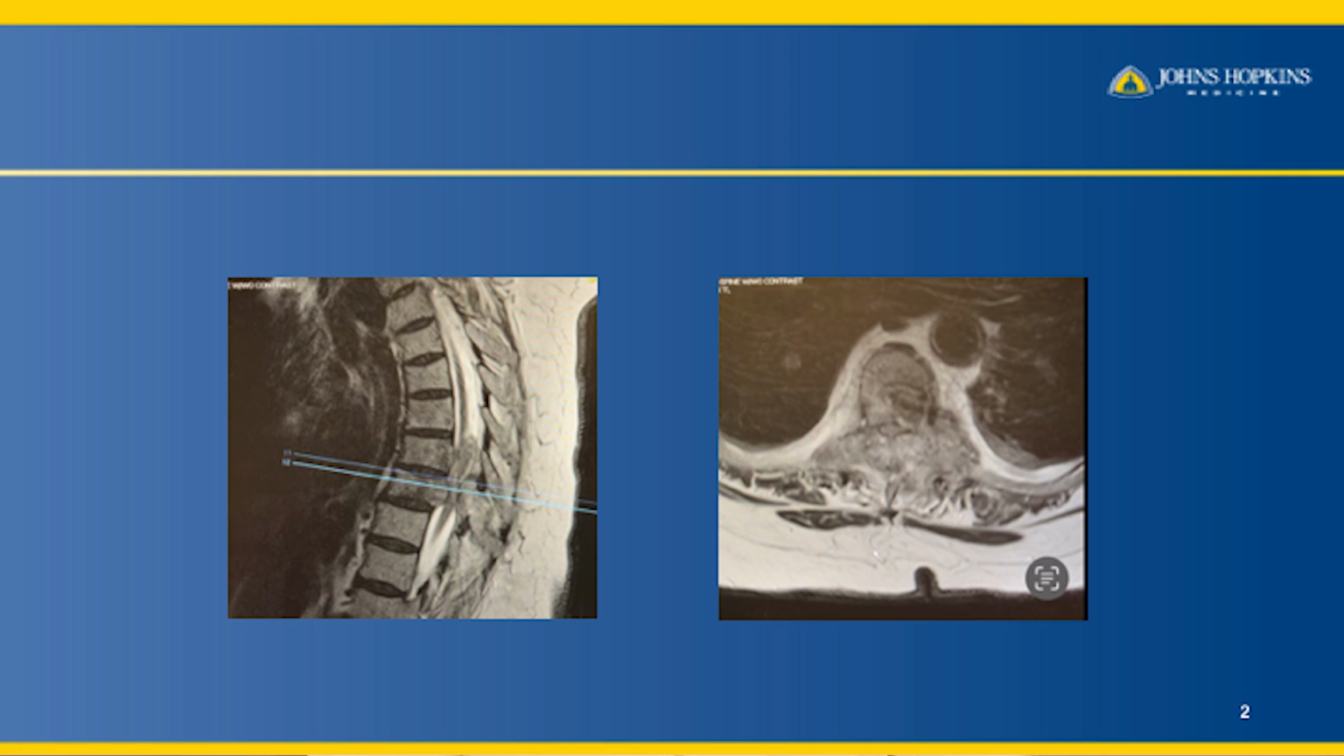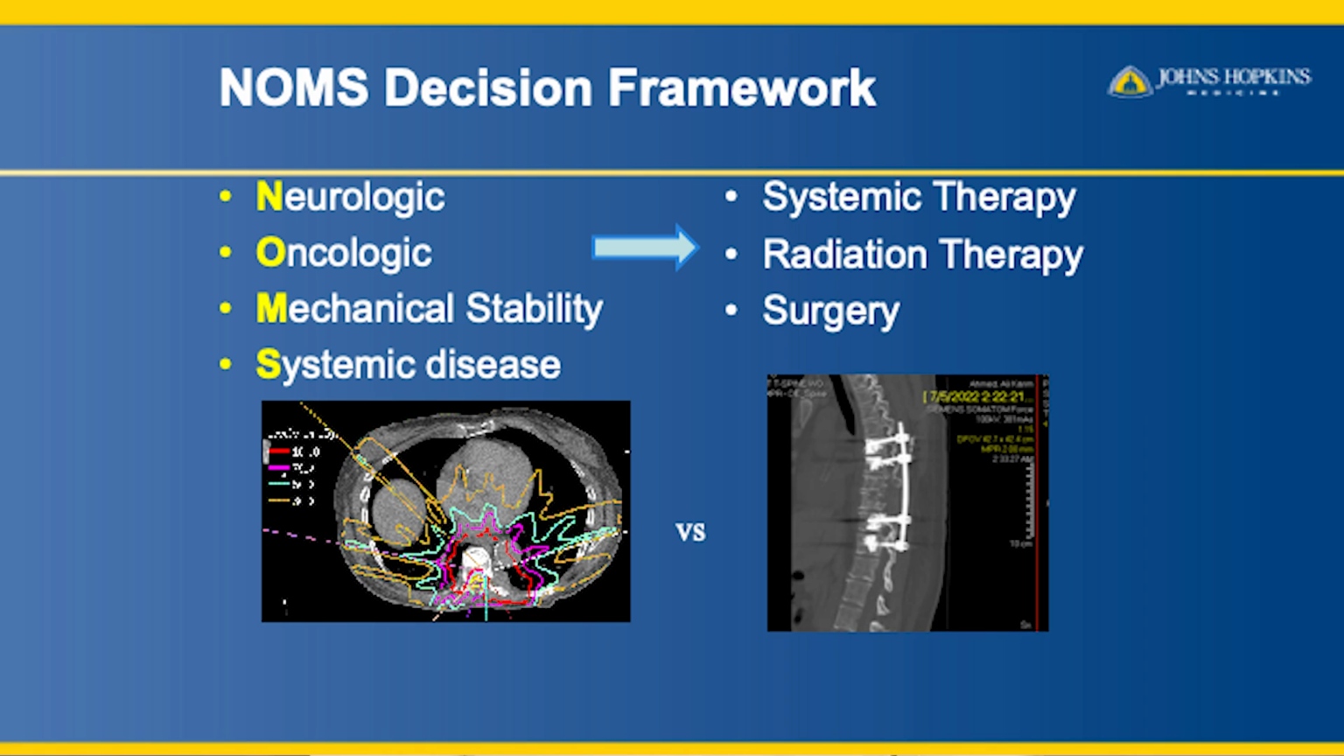The MRI showed a spine tumor that was significantly compressing the spinal cord, and the question is, how do we approach this? So the first thing we think about is the NOMS framework. NOMS. N stands for Neurologic. We think about, is there any neurological dysfunction? Is there myelopathy, signs of cord compression? Is there radiculopathy? And how do we treat it to help prevent further loss of function?